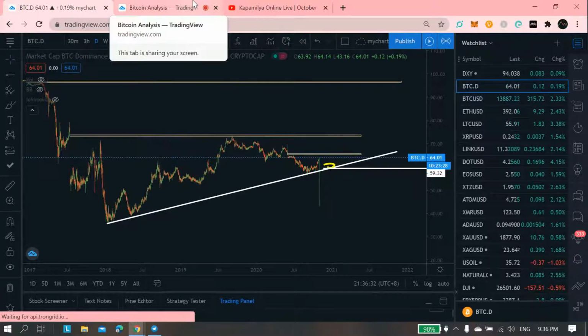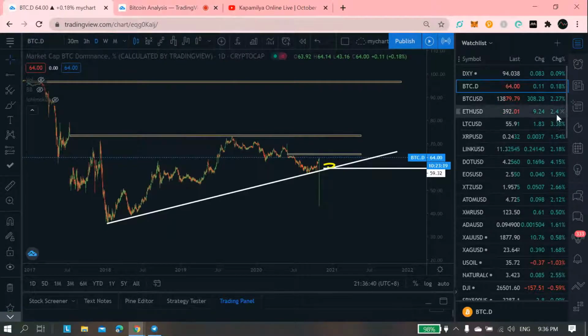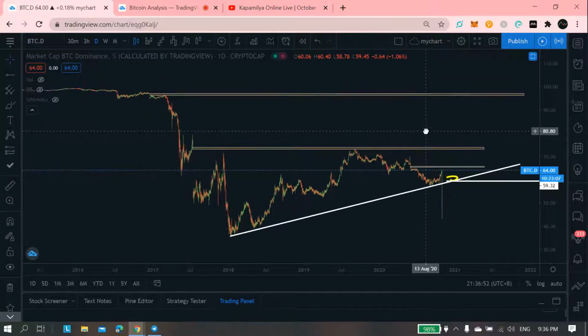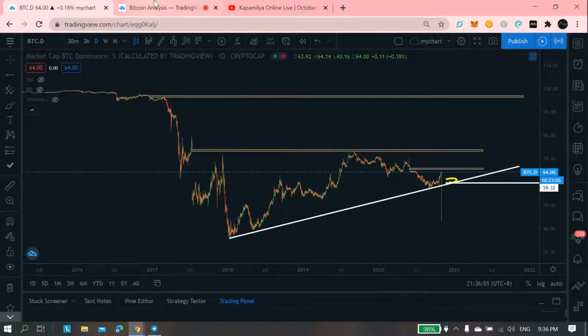Ethereum is currently trading at 392.11, up by 2.41%. Litecoin is also up by 3.38%. So for all who have a long position, congratulations.